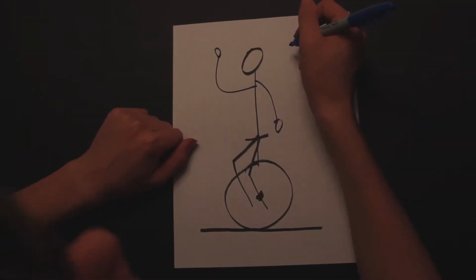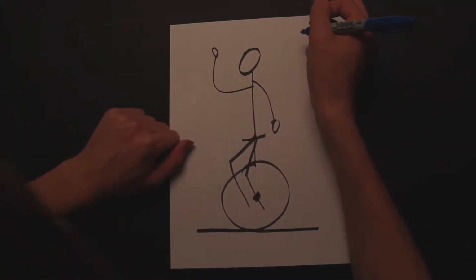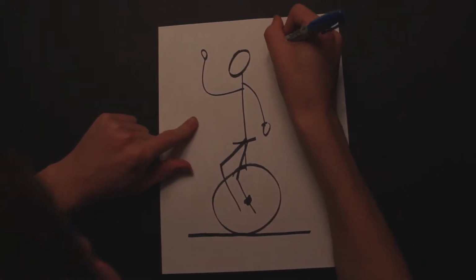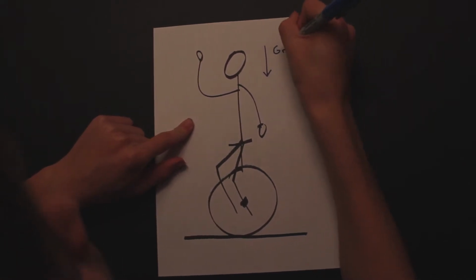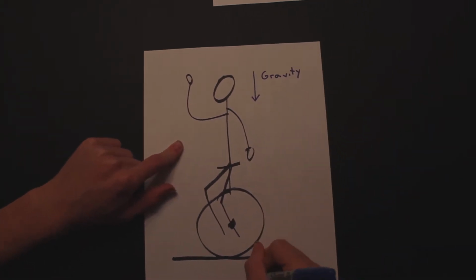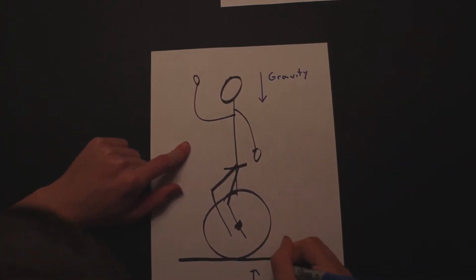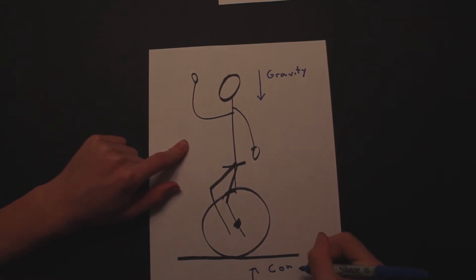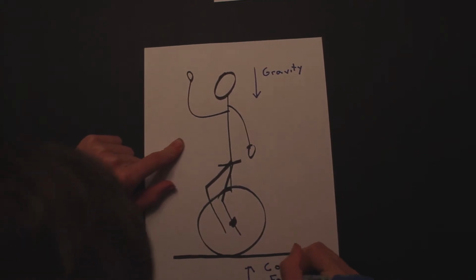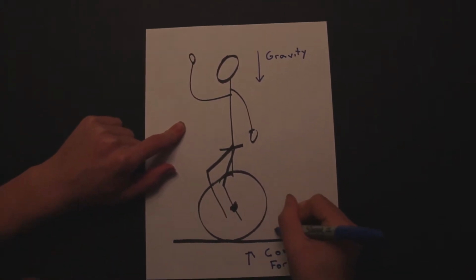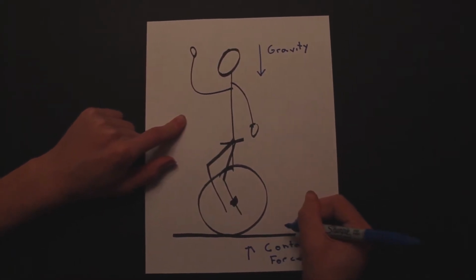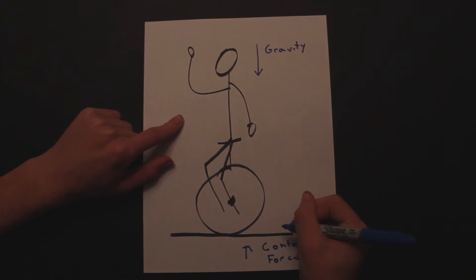Let's consider the forces in play when attempting to unicycle. What are they? Gravity. The downward force of gravity is pushing the unicycle down. Contact force. The contact of the ground to the tire is pushing the unicyclist up. Friction, the force between the ground and the unicycle. It helps the unicyclist speed up, slow down, and turn.